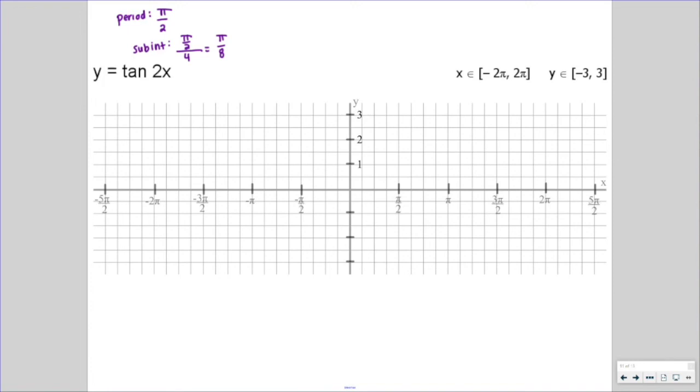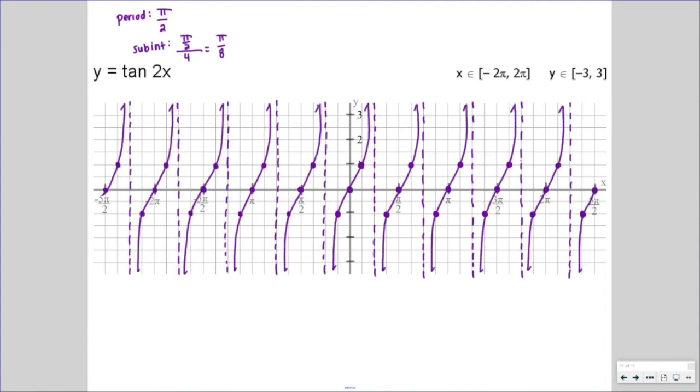All right, remember, order of key points. Tangent always starts at 0, 1, asymptote. And then negative 1. Oops, that point wasn't on 1 there. 1, okay. Negative 1, 0, 1, asymptote. And then that pattern is going to repeat. I'm going to continue this pattern over and over and over again until I've got my graph full. So go ahead and do that. I'll be right back. All right, tons of tangent curves there.